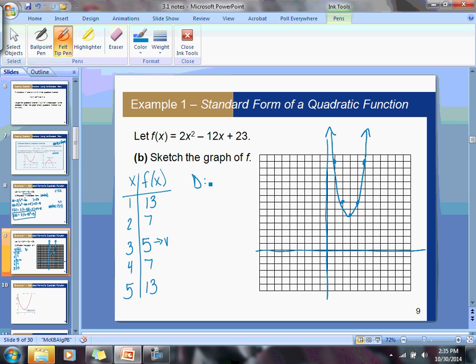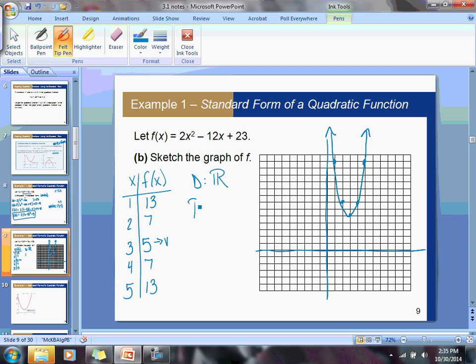Now this is a parabola. The x values, we have no restrictions on the x values that we can plug into this equation. I know it looks like it's going up, but it's really going to go up and out forever and ever and ever to the left and to the right. So we're eventually going to cover all of the x values on our number line. So we have all real values for our domain.